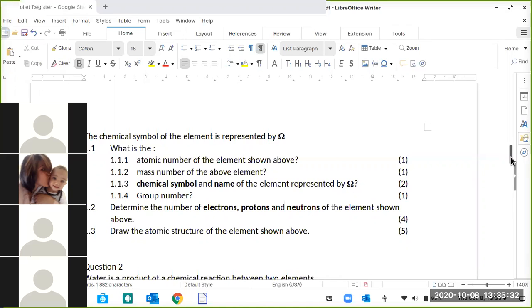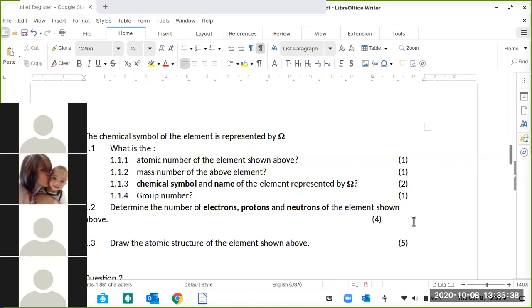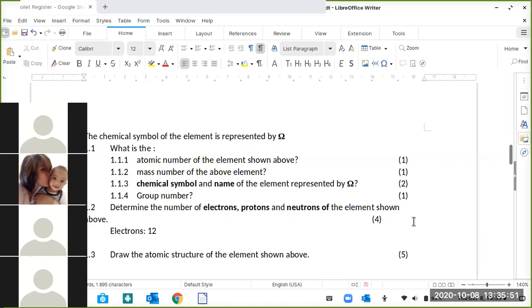Then 1.2, determine the number of electrons, protons, neutrons of the element shown above. Now, how many electrons are there? So the electrons are, how many are they? We said it's what? There are 12 electrons. Why are you saying there are 12 electrons?